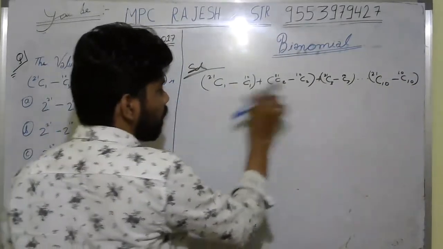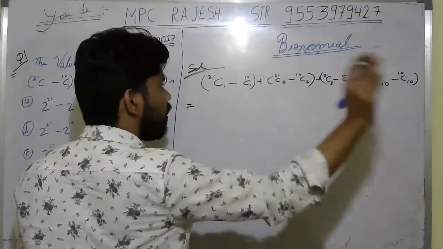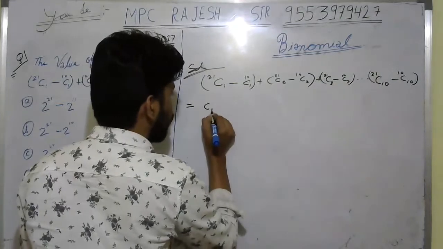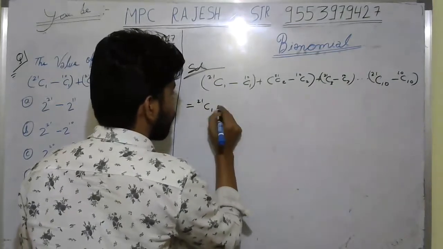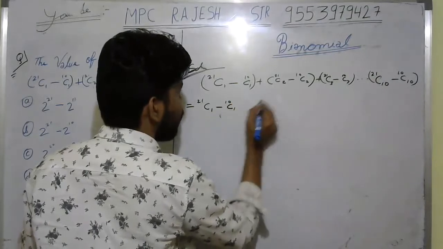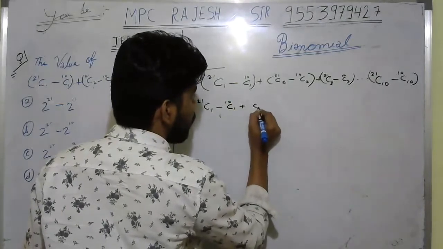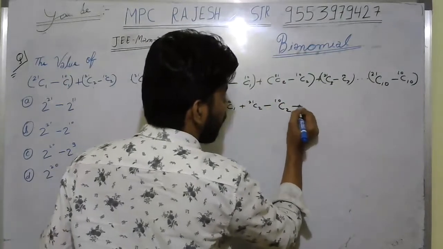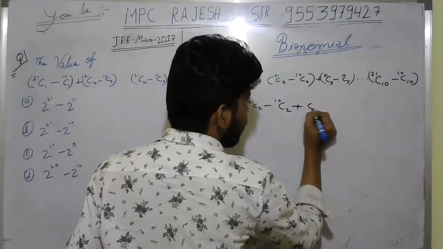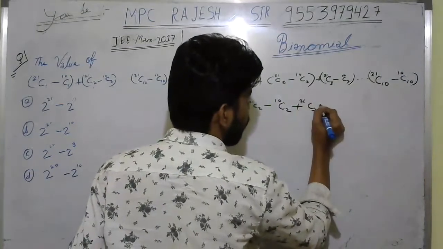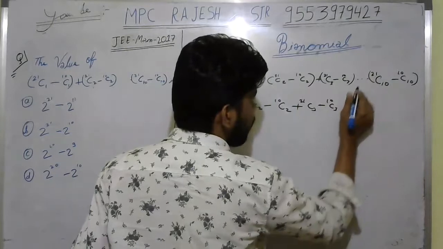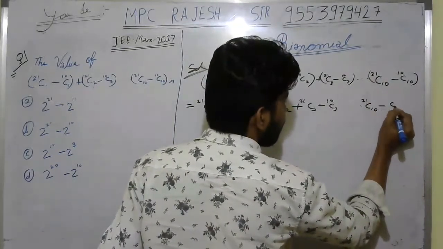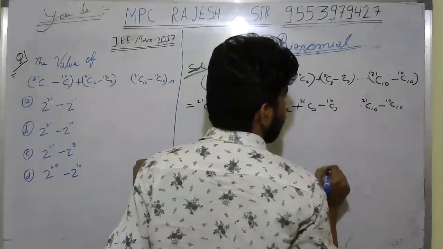We will just open all the brackets. If we open all the brackets, what will there be? C(21,1) minus C(10,1), then C(21,2) minus C(10,2), plus C(21,3) minus C(10,3), and so on up to C(21,10) minus C(10,10). This is all.